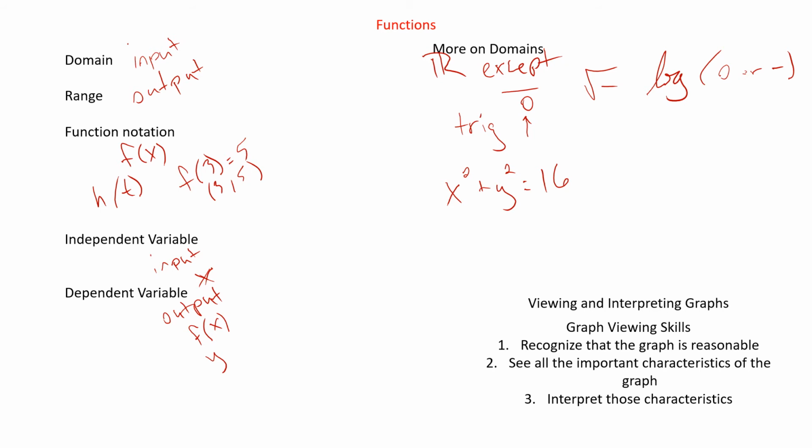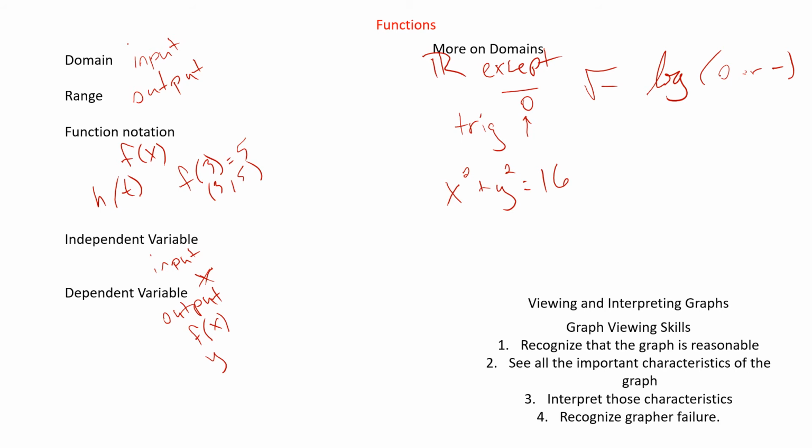And also see all the important characteristics of the graph. So the viewing window could be too small. It could also be too big. If you're super zoomed out and all the details are really close, then you're not going to see the stuff that you need to see, even though it might actually technically be in your viewing window, just not going to see it. And then finally, recognize grapher failure.